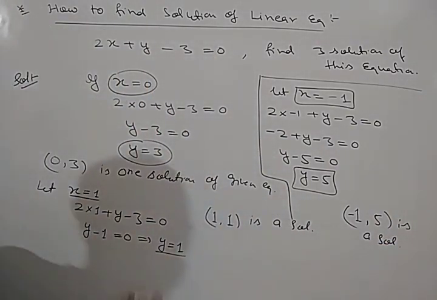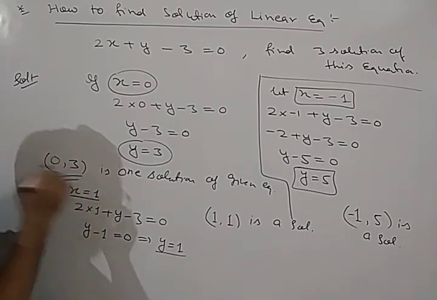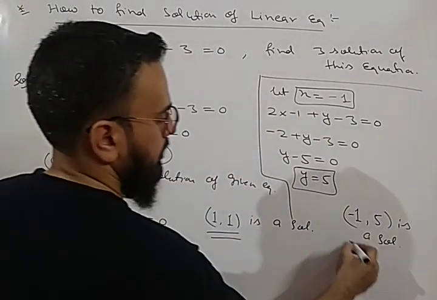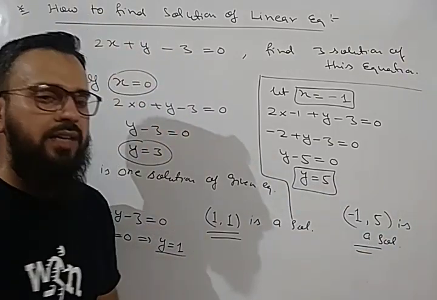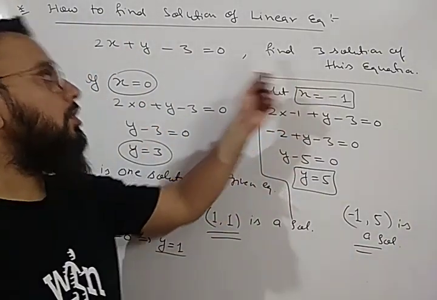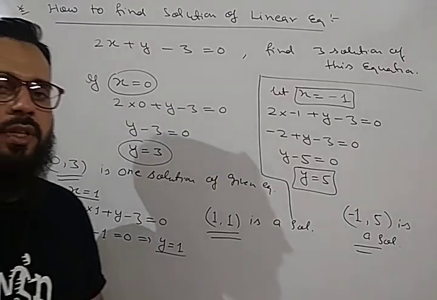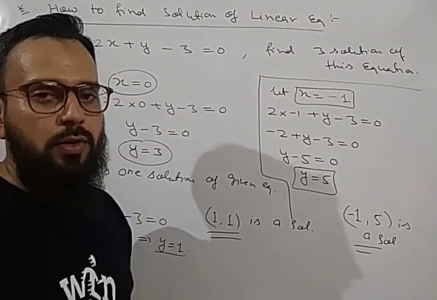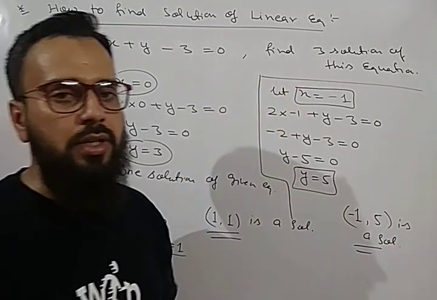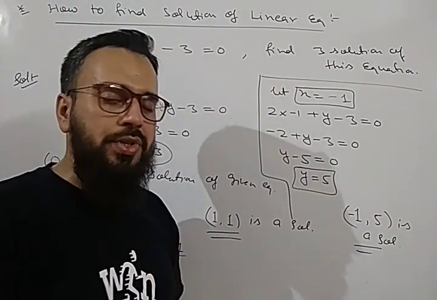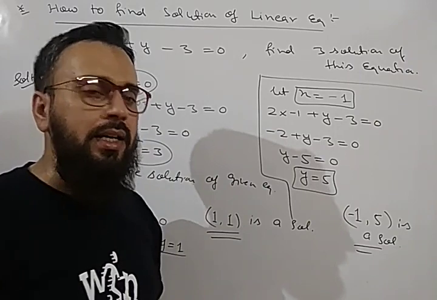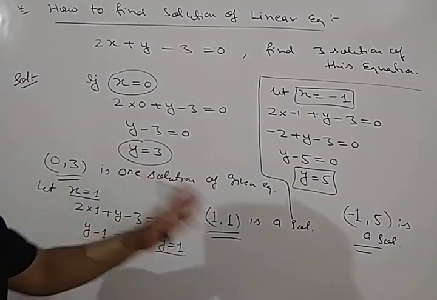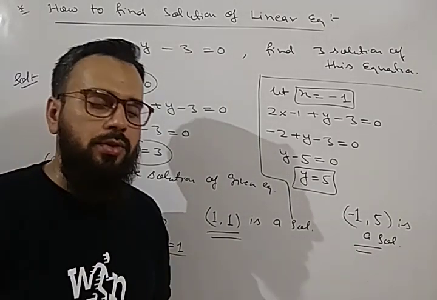So we get three solutions. First solution is (0, 3). Then second solution is (1, 1). And third solution is (minus 1, 5). So these are the three solutions of this particular equation. So in this way, you can find the different number of solutions. Whatever is asked in the question, you can find those number of solutions by putting the value of x yourself, and you will get the value of y. Then the proper set or the ordered pair of x and y will be the solution. Okay, so note it down.